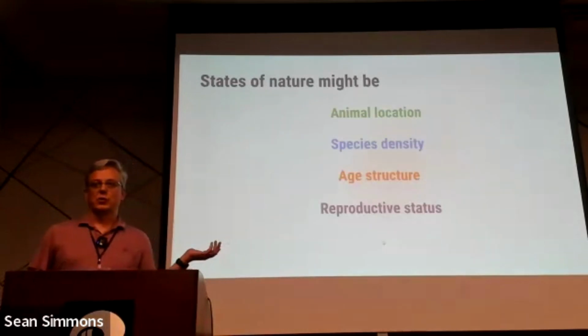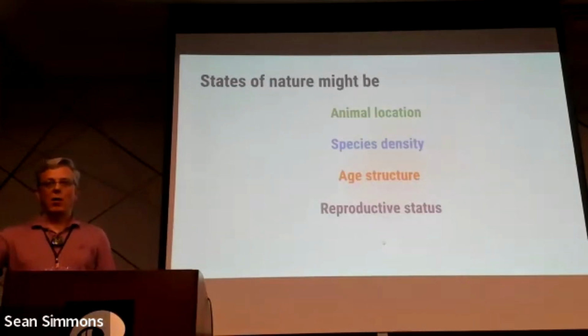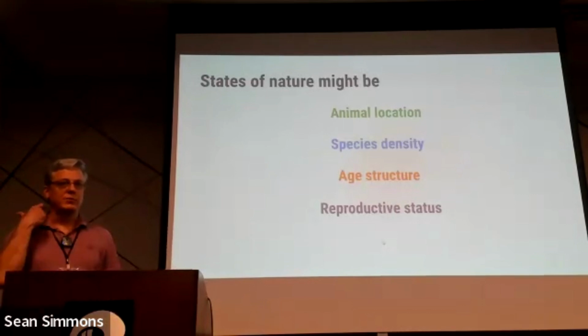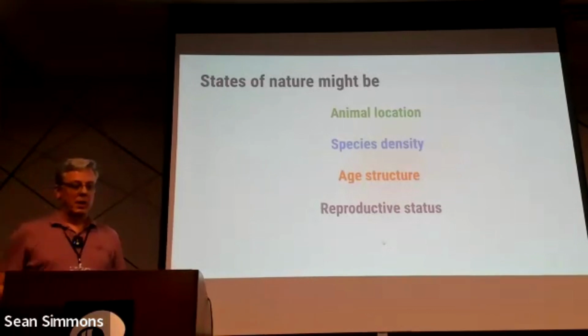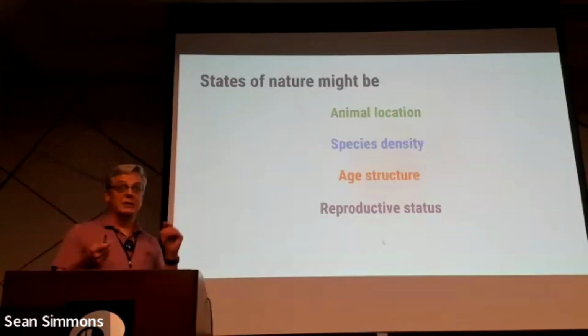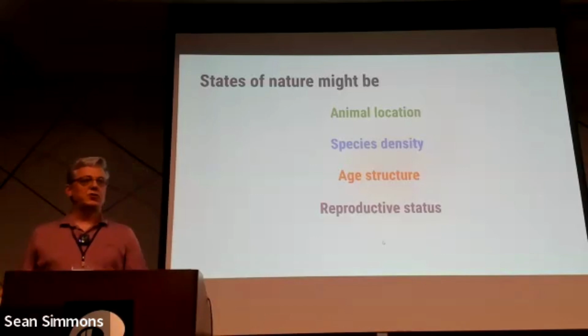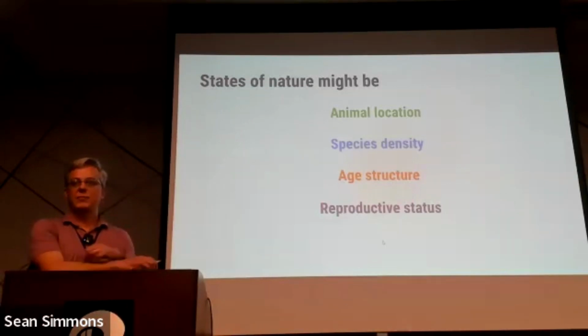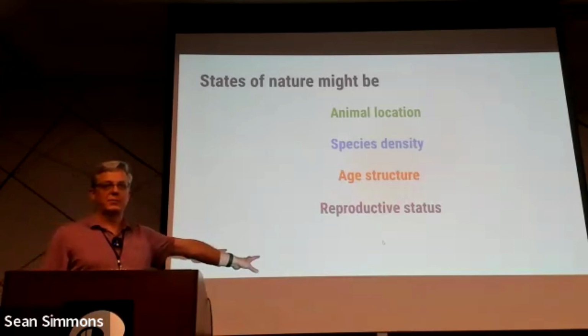And these states of nature can be all kinds of different things, right? It could be where are the animals on a landscape? Maybe we have the GPS collar on a cougar. Could be the number of individuals, the density, their biomass, age structure, reproductive status. Any of these things could be thought of as states of nature.